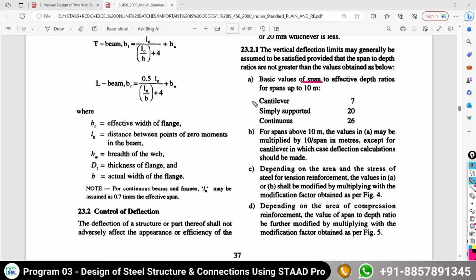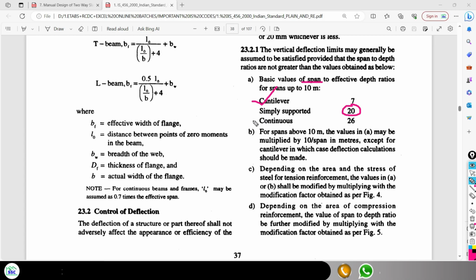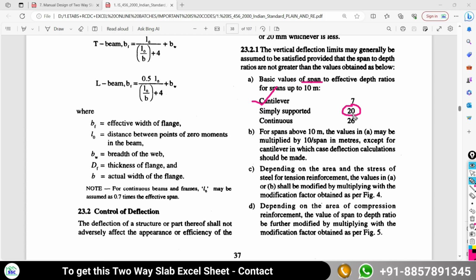If you are going to deal with the cantilever slab, so the ratio will be 7. If you are going to design the simply supported slab, then you have to consider 20. Then if you are going to design a continuous slab, then you have to consider it as 26. So the span to effective depth ratio will be equal to 26.